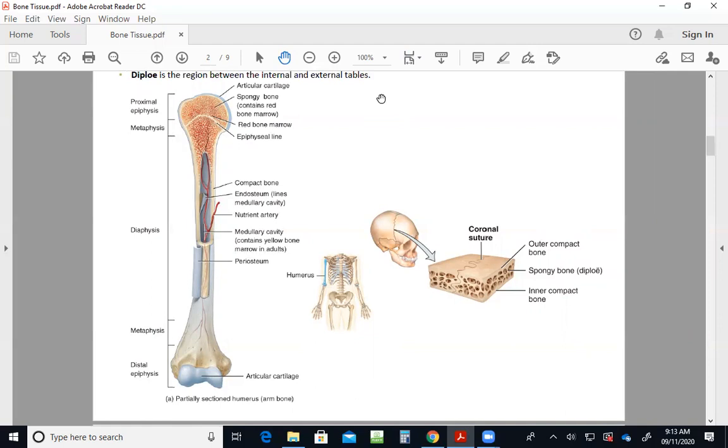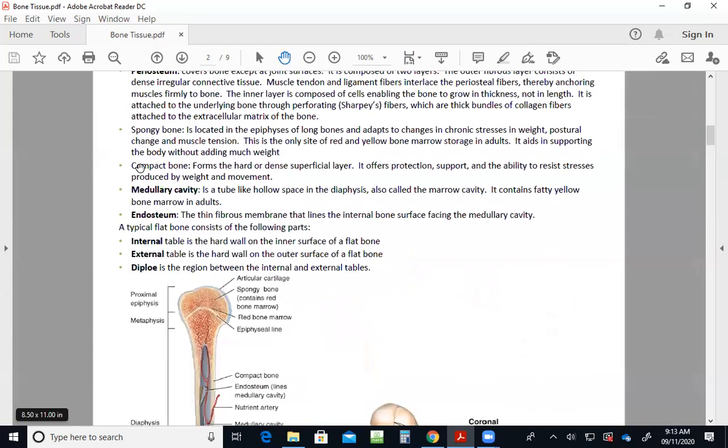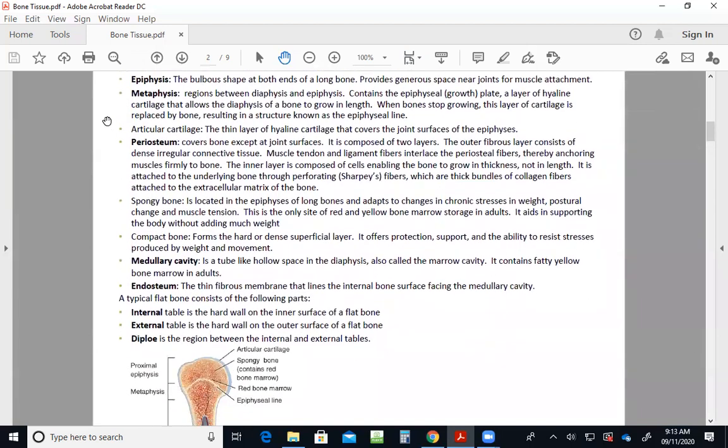There's also a region in between the epiphysis and the diaphysis on each side. We call that the metaphysis. So think of that kind of like your neck, the point between your head and your torso. Something special found in the metaphysis is what we call the epiphyseal or growth plate, a layer of hyaline cartilage allowing the diaphysis of the bone to grow in length.